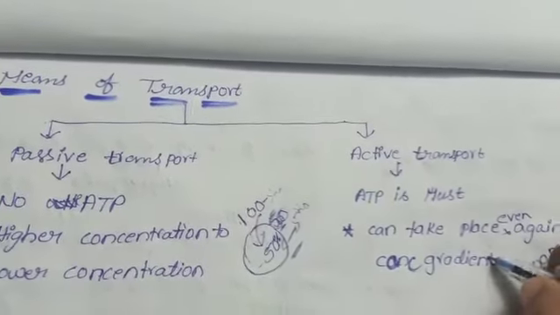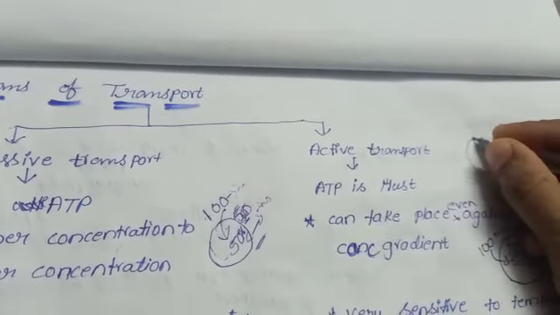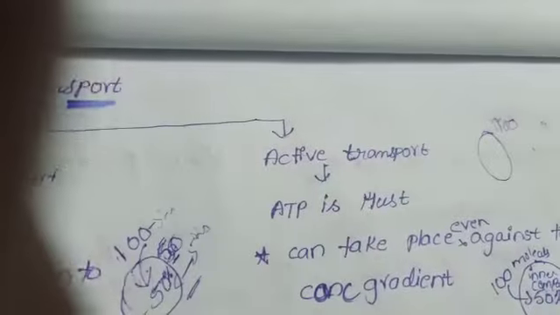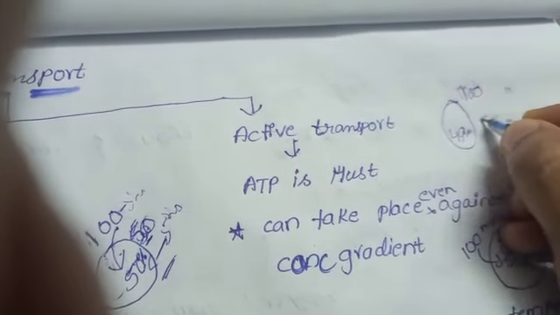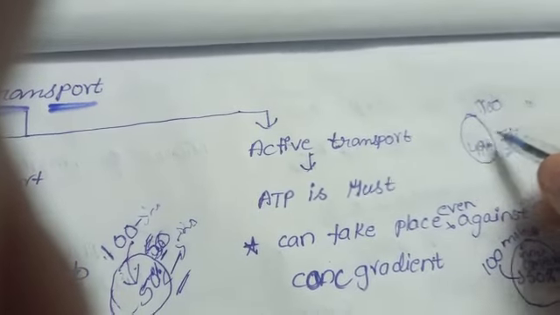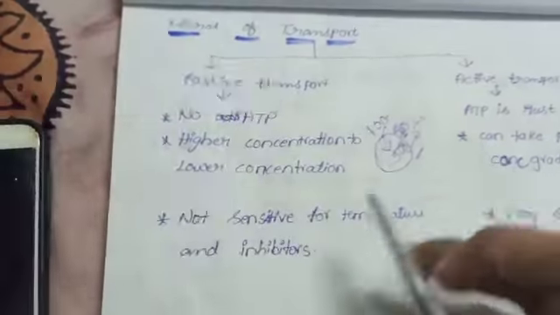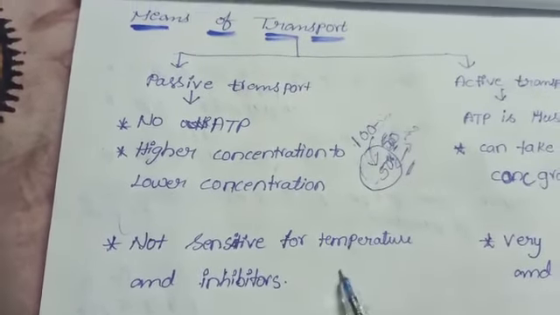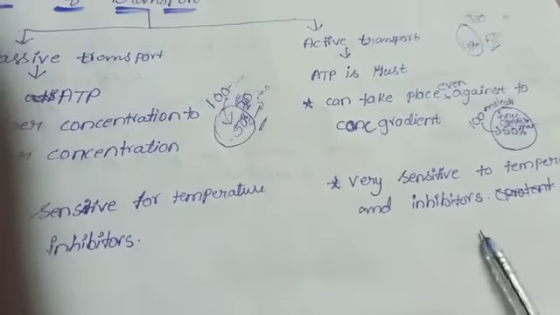And when coming to active transport, it can take place even against the concentration gradient. That means if there are 100 mineral cells outside the cell, and 49 are transported to the inner compartment while 51 stay in the outer compartment, it is known as against the concentration gradient. Passive transport is not sensitive to temperature and inhibitors, while active transport is very sensitive to temperature and inhibitors.